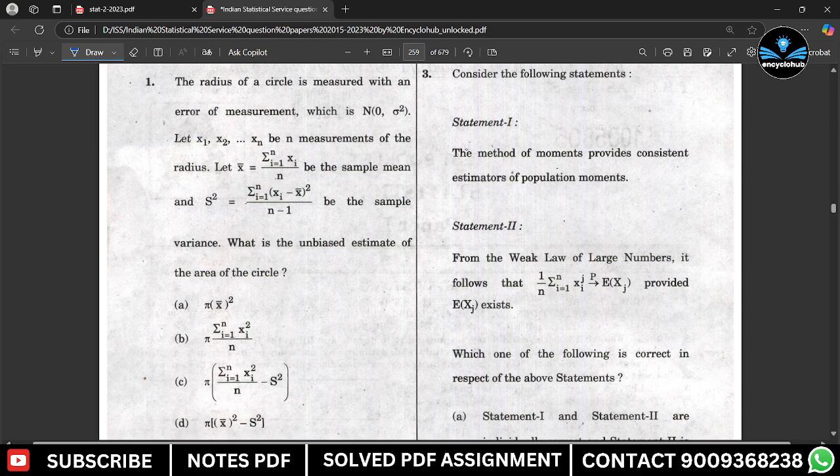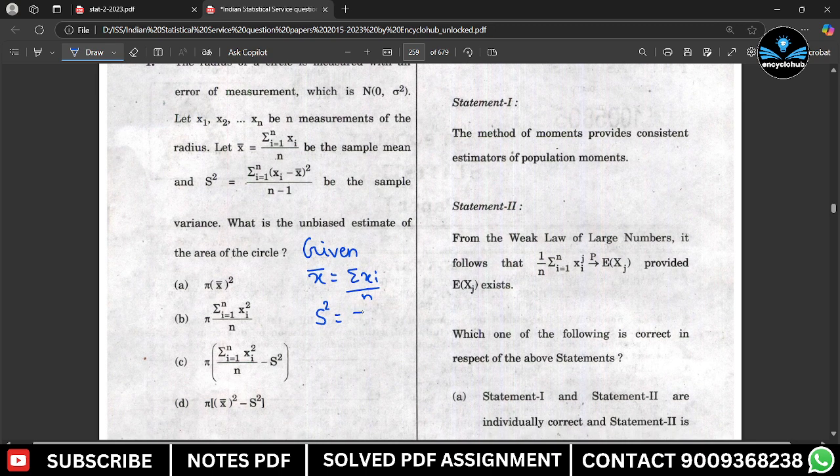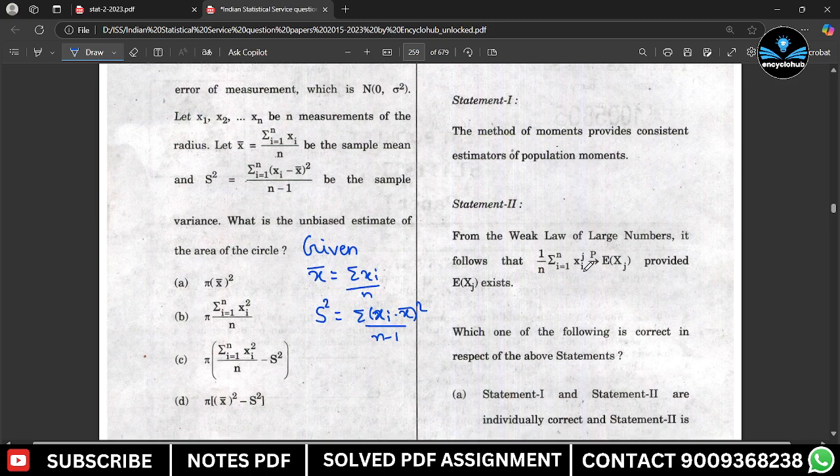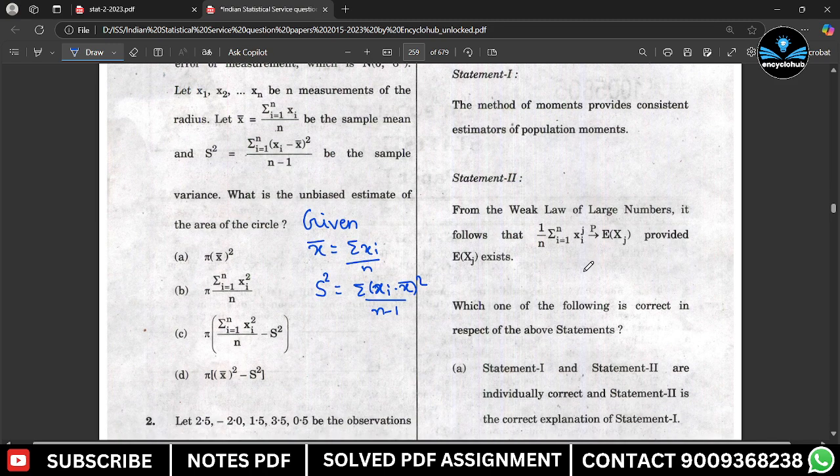So in this question, what is given is first x bar, which is the mean, and second s square, which is given as summation of xi minus x bar square upon n minus 1. This is the sample variance. Now we have to find the unbiased estimator of the area of the circle. We know that the area of the circle is pi r square.